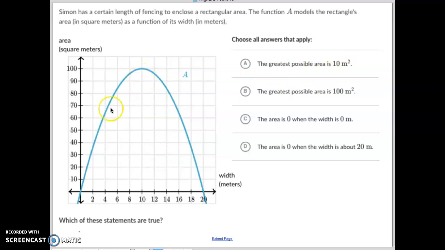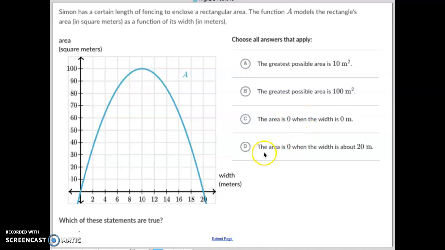Well, actually, if you follow this up, the greatest area we ever get to is 100. So letter B, the greatest possible area is 100, would be one answer. Letter C says the area is 0 when the width is 0. Well, if you follow the width over here to 0, you'll notice that the area is also 0. So that is true. Letter C is true.